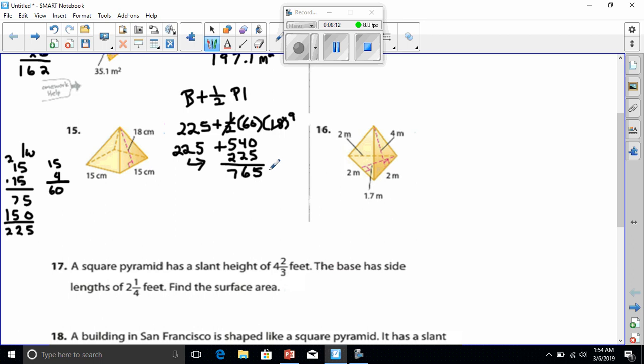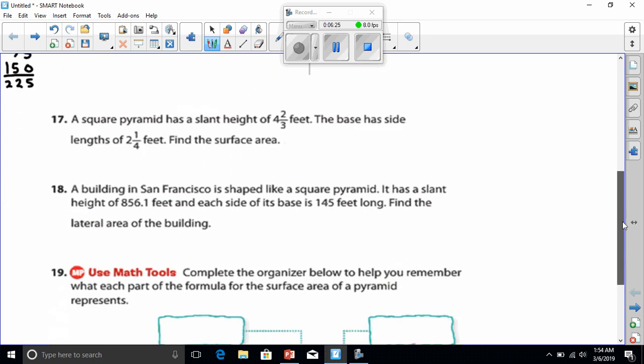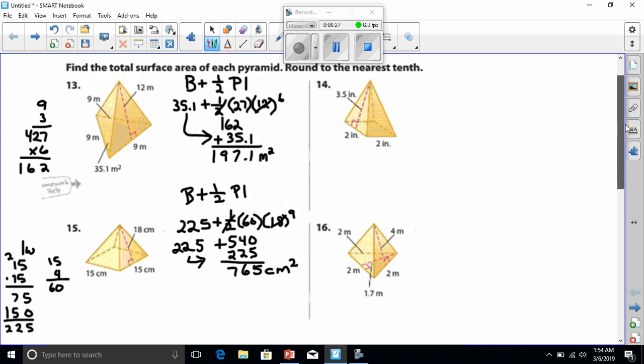And that would be centimeters square. So the area of this square-based pyramid is 765 centimeters square. All right, let's go to number 17, because I left number 14 and 16 for you to do.